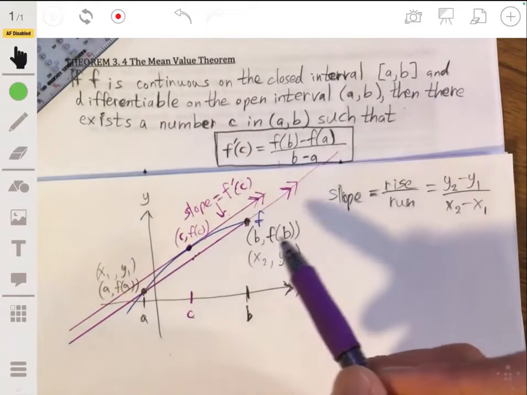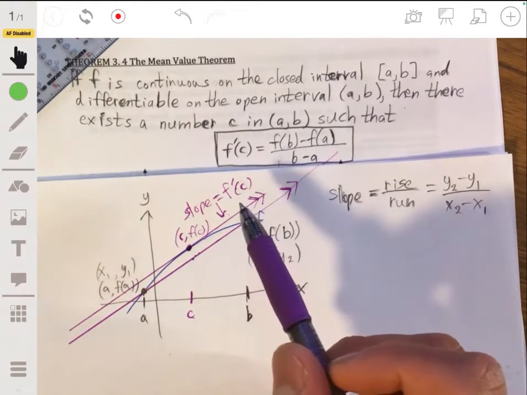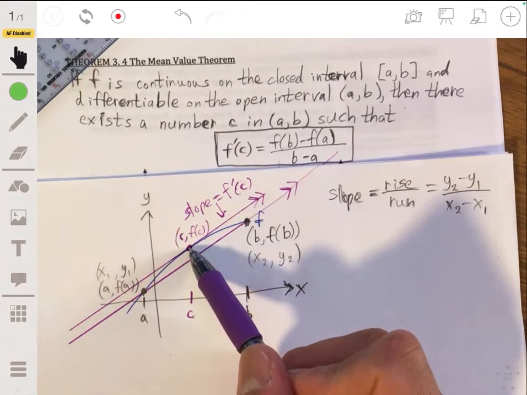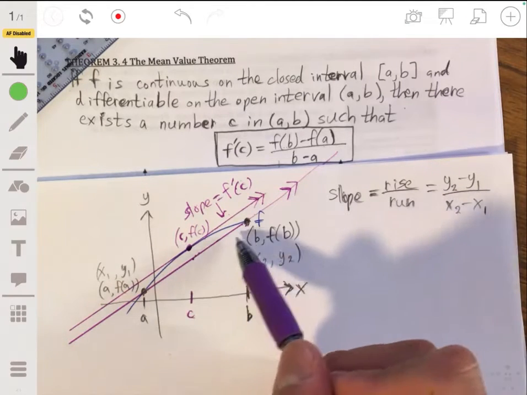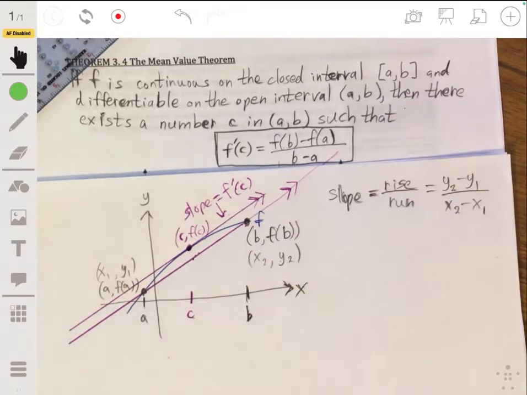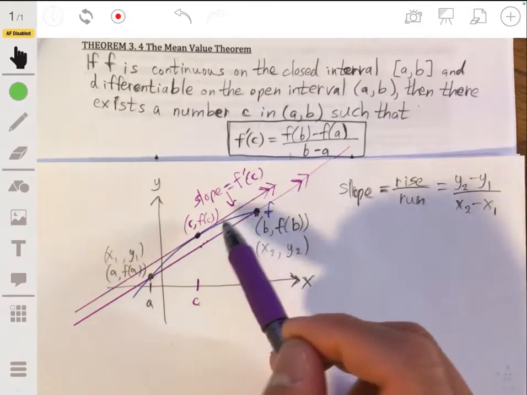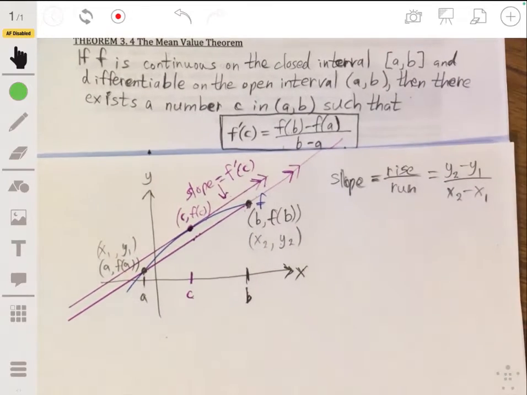So what the mean value theorem is just saying is that you're going to be able to find a parallel tangent line within that interval. You connect the endpoints with the secant line, whatever the slope is, you're going to be able to find another point within that interval that's going to have the same slope, but be parallel.